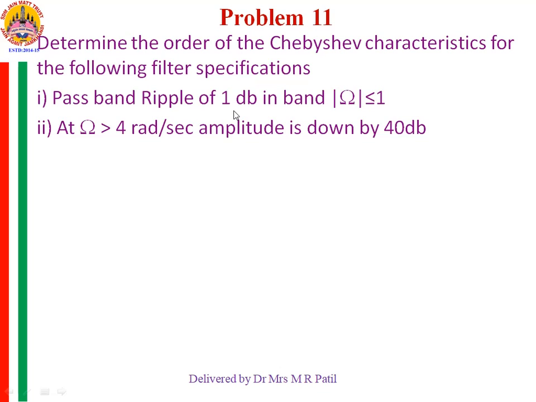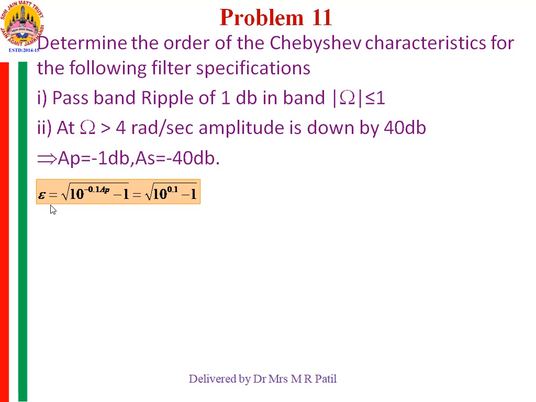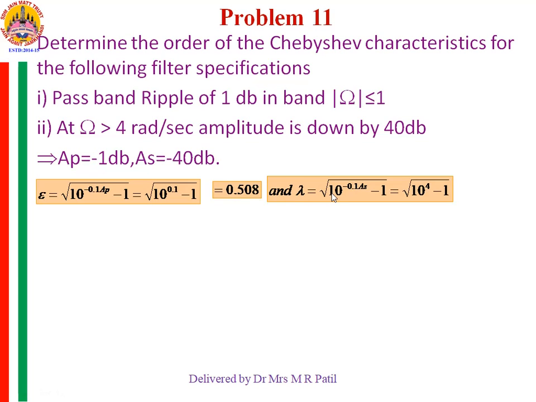The passband ripple, that is A_P, is 1 dB, omega_P is 1, omega_S is 4, and A_S is 40 dB. So A_P is the attenuation, so minus 1 dB, and A_S minus 40 dB we take. From that we compute epsilon, which is 0.508, and lambda from A_S, which is minus 40. So you get lambda is equal to 10 square minus 1.